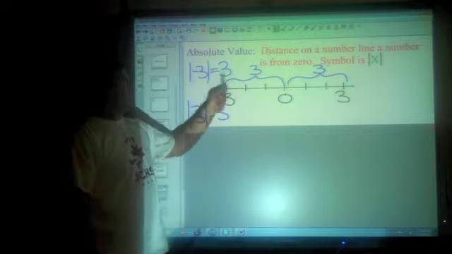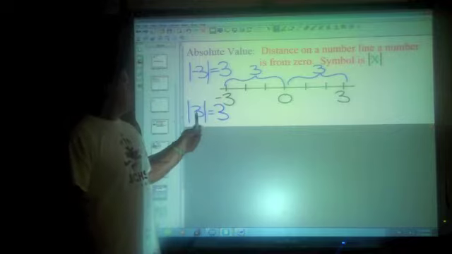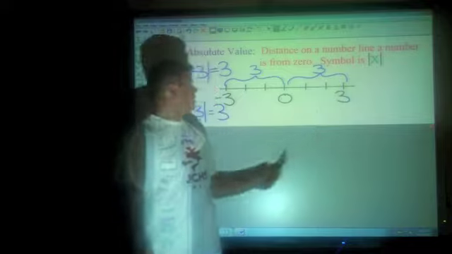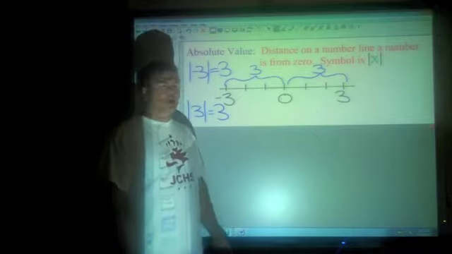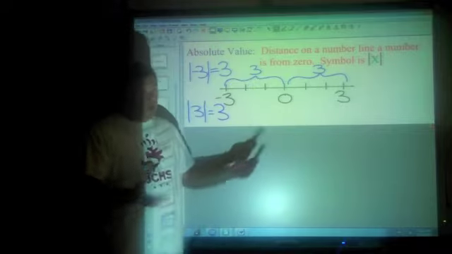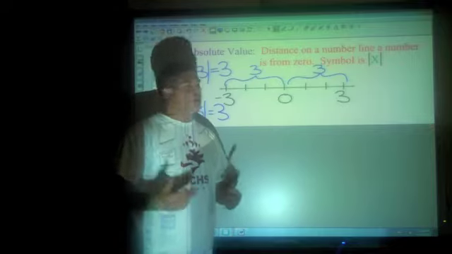Most people see this right here and they go, oh, it means opposite. It does not mean opposite. It means how far away it is. Pretend this is the school, and this is my house, and this is your house. Would you say you're negative 3 blocks from the school? Or would you just say you're 3 blocks from the school and I'm 3 blocks from the school? We're both 3 blocks from the school. It's how far away we are from the school, not positive or negative.